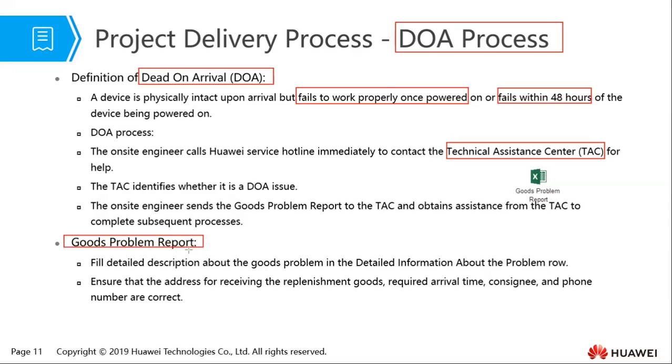So goods problem report. So you need to fill in a detailed description about the goods problem in the detailed information about the problem. So you can download that particular template by clicking on this icon here. So you need to ensure that the address for receiving the replenishment goods, required arrival time, consignee, and phone numbers are all correct.